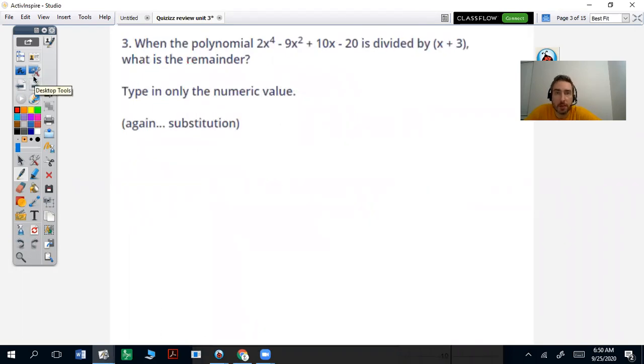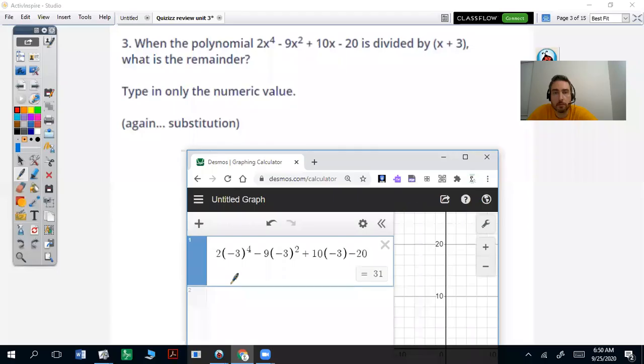When the polynomial 2x to the fourth minus 9x squared plus 10x minus 20 is divided by x plus 3, what's the remainder? Type in the numeric value. Again, plug it in. So once again, pause the video, try it on your own.